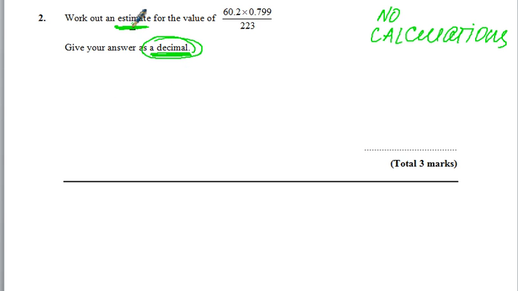Okay? Now, once they say estimate, that means you must round to one significant figure. Round to one significant figure. Significant figures are all numbers that are not equal to 0. So let's round our numbers to one significant figure. So I would say, right, 6.2 to one significant figure was 6, and well done. Most of you did it correctly, 6.